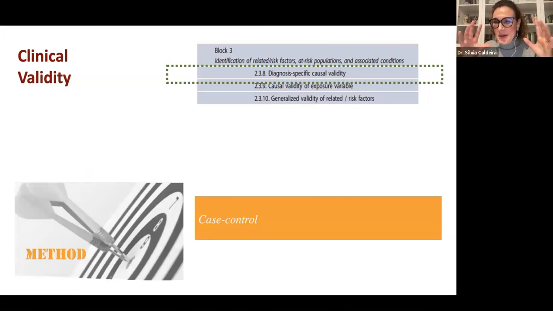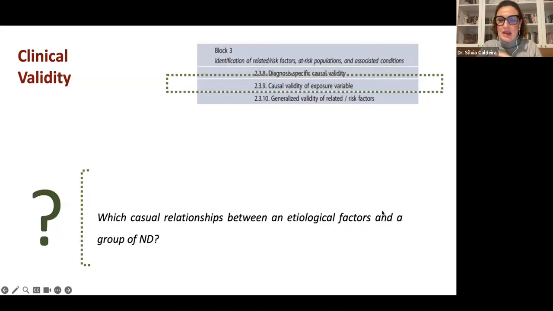As you can see, so many different types of studies can help us in increasing and improving NANDA International. When we think about which causal relationships exist between etiological factors and a group of nursing diagnoses, I'm not thinking individually, but I'm thinking of the causes for a set of nursing diagnoses. And this is a more complex perspective on nursing diagnosis, but we need to do that. And some nursing diagnoses in specific populations really come out as a group. And we can do this research in that perspective.